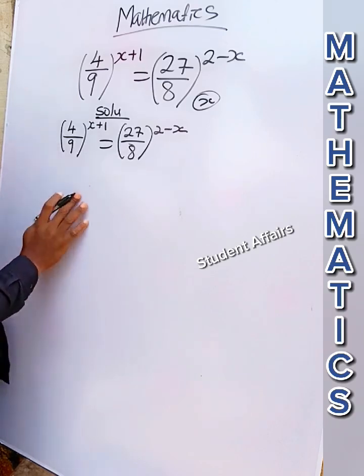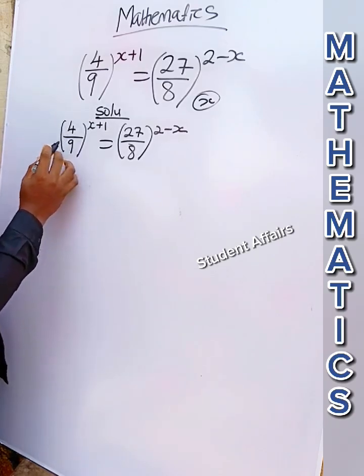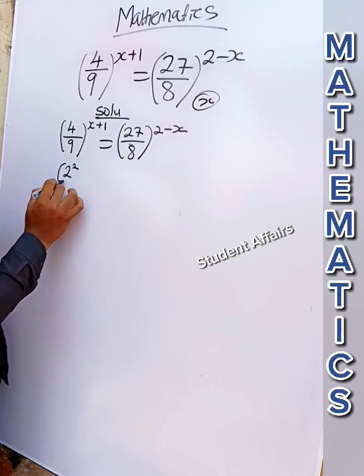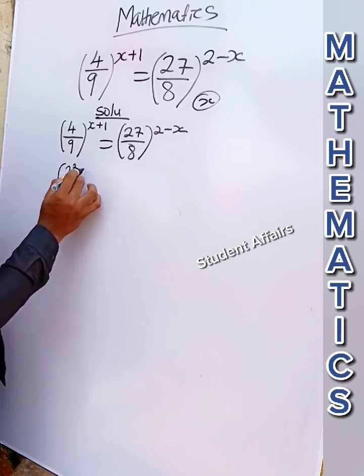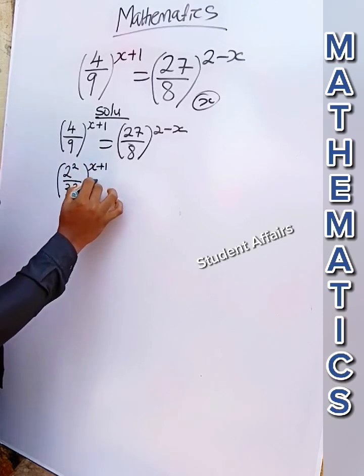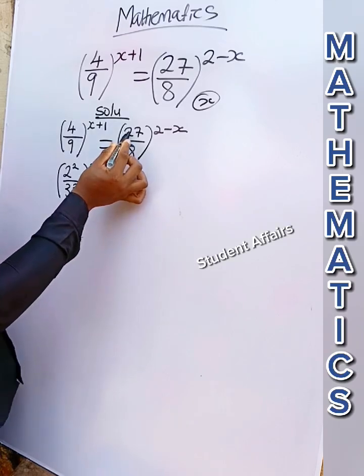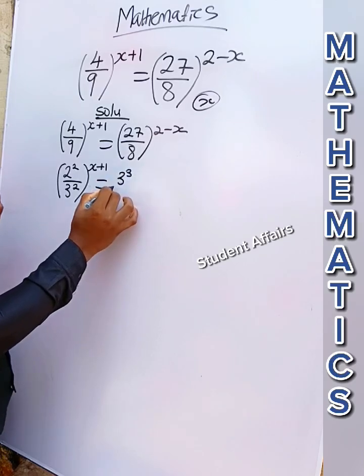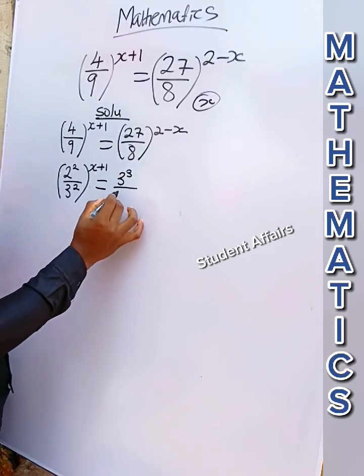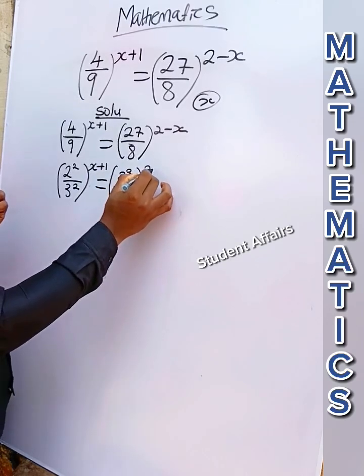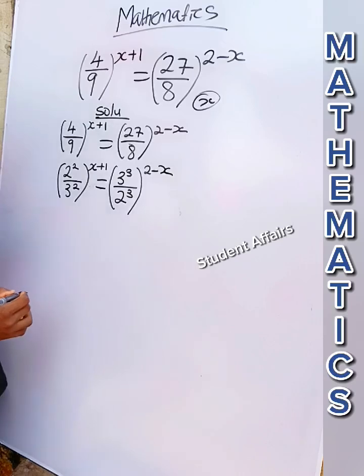All right. 4 is a perfect square, 9 is a perfect square. So we can have (2 raised to power 2 over 3 raised to power 2), raised to power x plus 1 equals 27 can be expressed as 3 raised to power 3, over 8 can be expressed as 2 raised to power 3, all raised to power 2 minus x. Are you following? All right.